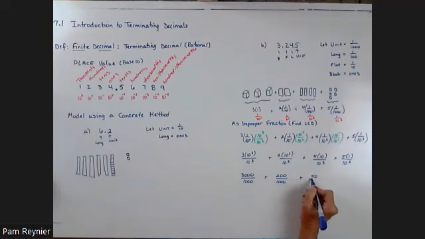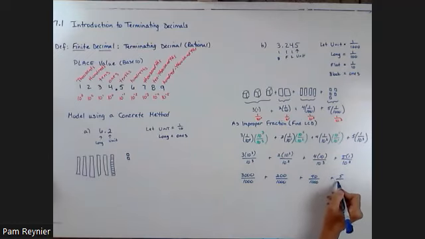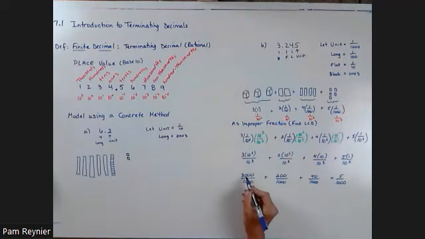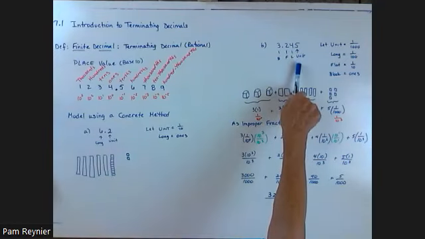4 times 10. 5 times 1. Now that they all have a common denominator, we could rewrite this mixed number as, and here it is up here, 3,245. And what place was that 5 in?